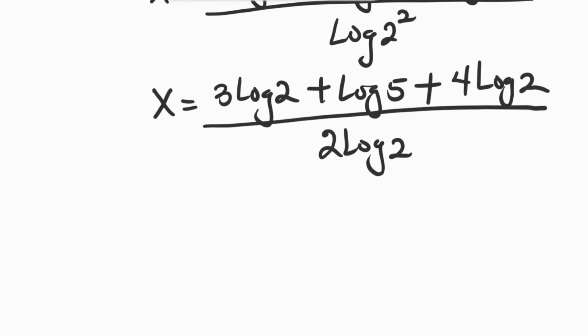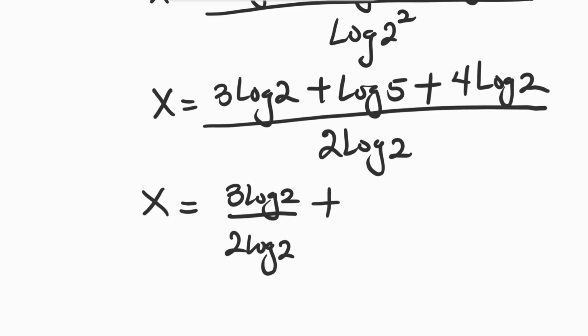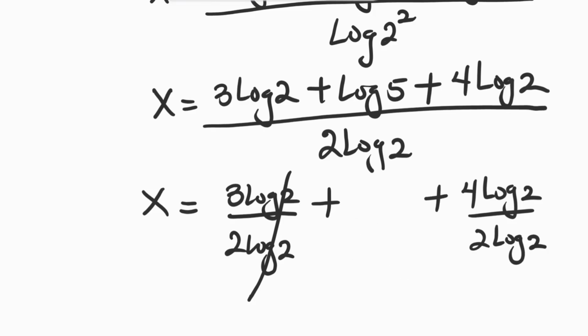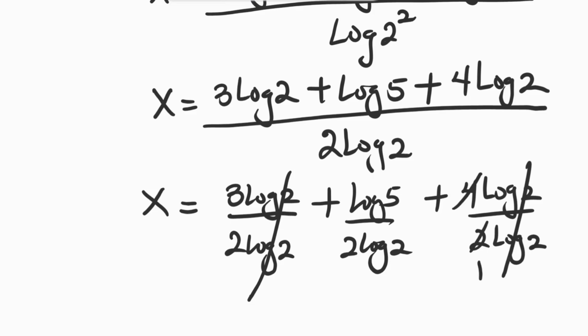Now let us write out what we have on the right hand side as standalone fractions. So we have 3 log 2 divided by 2 log 2 plus log 5 divided by 2 log 2 plus 4 log 2 divided by 2 log 2. So log 2 cancels out, we have log 5 divided by 2 log 2. Log 2 cancels out there as well. 2 here is 1, 2 here is 2.